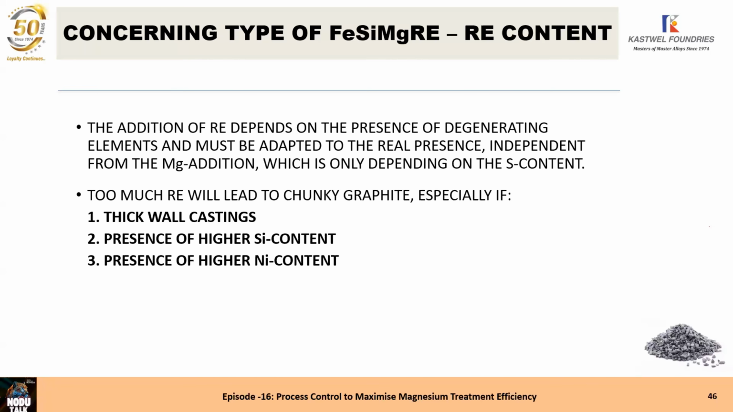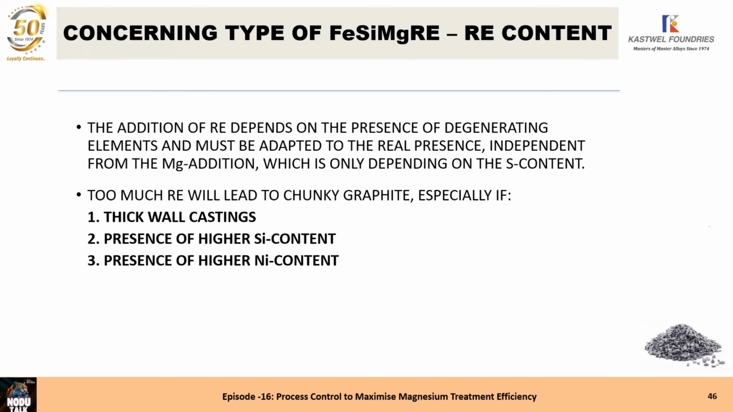The addition of rare earth depends on the presence of degenerating elements, as we have seen, and must be adapted to the real presence, not based on guesswork. It is independent from the magnesium addition, which depends only on the sulfur content. Most people determine the magnesium addition based on the sulfur content, but they do not take into account the real presence of the interfering elements, which can have a bad effect on the formation of degenerated free graphite.